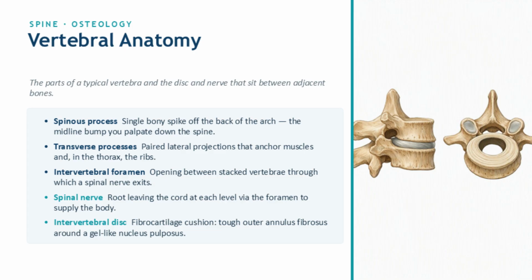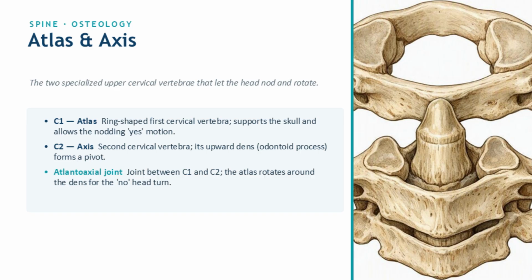Moving upward through the spine, let's examine two specialized vertebrae that allow much of our head movement. Atlas and axis. The first two cervical vertebrae are unique in both structure and function. Together, they support the skull and provide the majority of head movement. The atlas acts as a ring-like support for the head, while the axis serves as a pivot point that allows rotation.